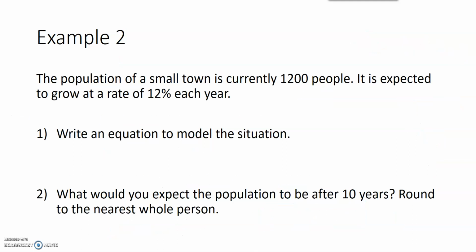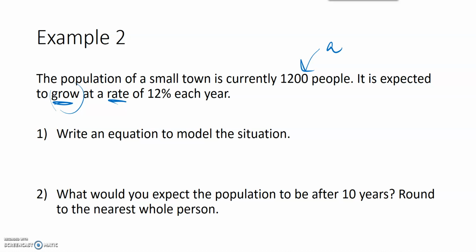Let's look at another one. Example 2: The population of a small town is currently 1,200 people. It is expected to grow at a rate of 12% each year. First thing, we're going to write an equation to model the situation. I underlined grow, because that tells us that it's a growth problem. Next, we're going to read through and find our A and our B. So the population of the small town is currently 1,200. That's our A value, our start.